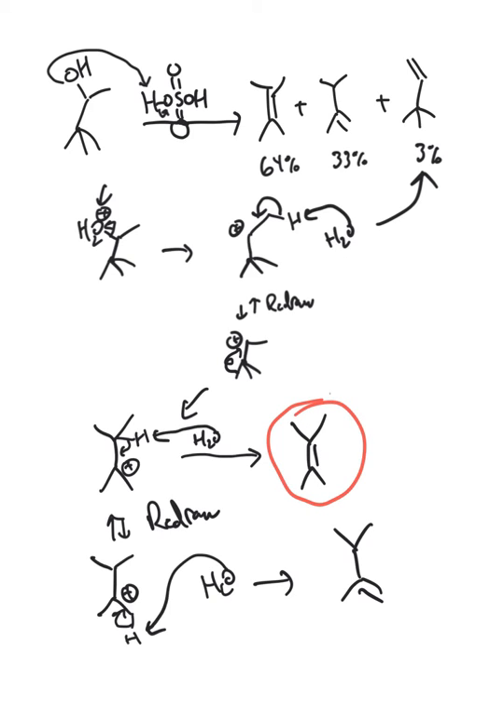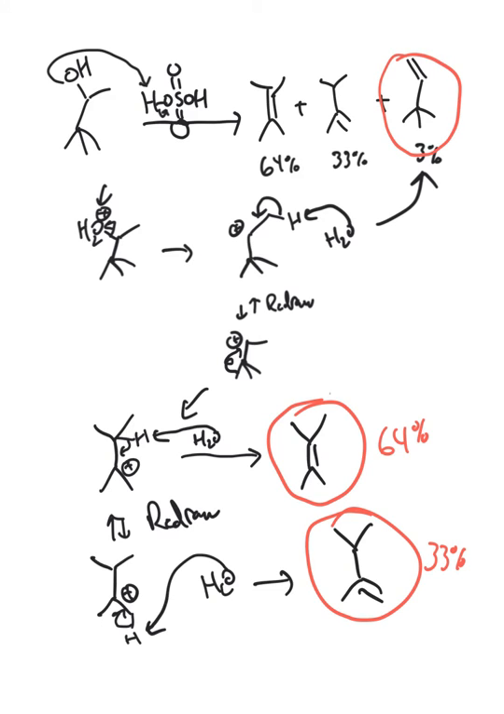This one is the most stable alkene because it's tetrasubstituted, so it forms the most, 64%. Then this one is next. It's a disubstituted alkene. It forms in 33%. And then this one, the least substituted, forms in only 3% of the product that is formed. So these are the 3 possible products from it, and you should be able to draw the mechanism for the formation of all 3.